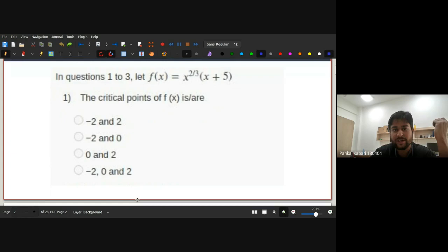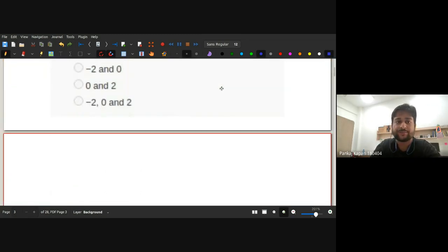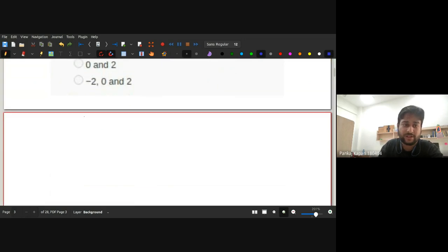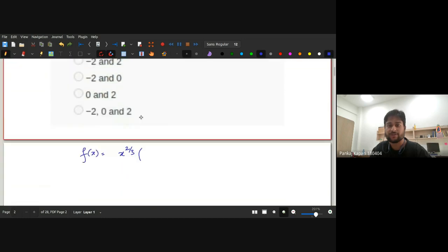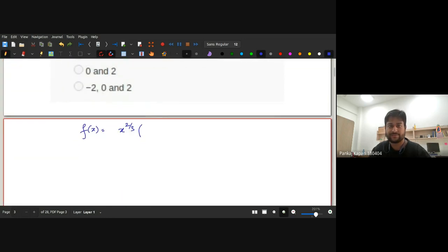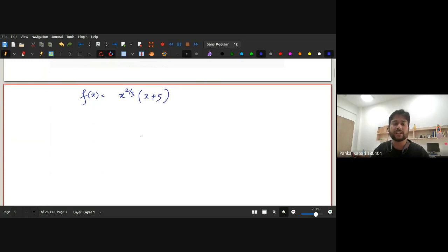So our first problem here. For the next three problems, we'll assume that our function is this. It's a product of two functions, and you have to find out what its critical points are. Let me write it once again. My function is x to the power 2/3 into x plus 5, and I have to find the critical points of this function.